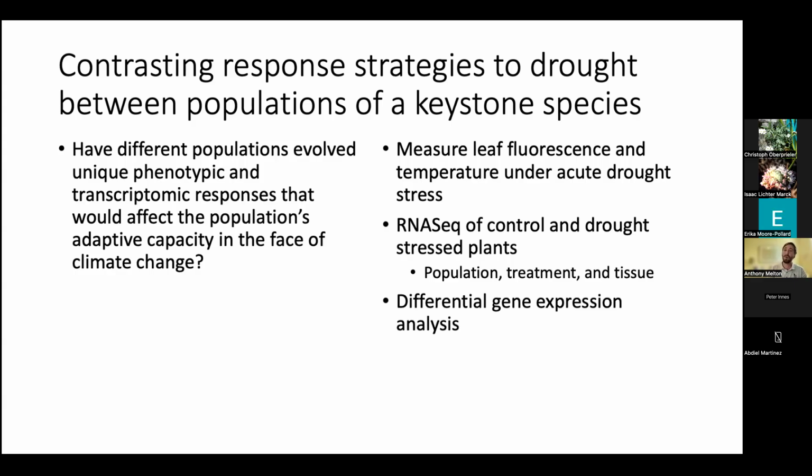And then we performed RNA-seq to make comparisons between population, treatment, and tissues. And then finally, we wrapped up with a differential gene expression analysis to try to understand what types of genes are getting differentially expressed and what genetic pathways may be contributing to any phenotypic differences that we see.